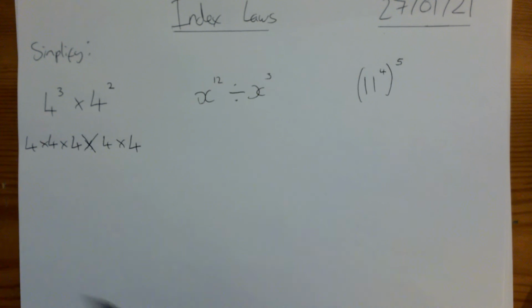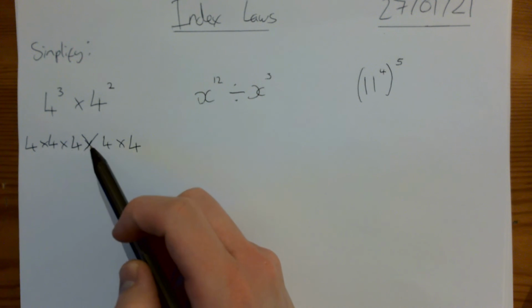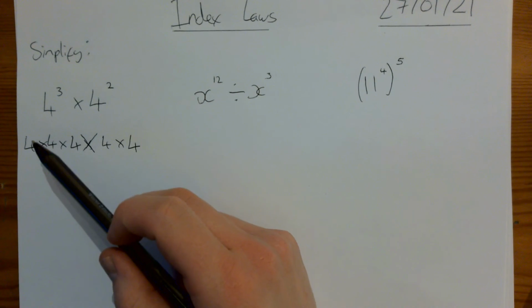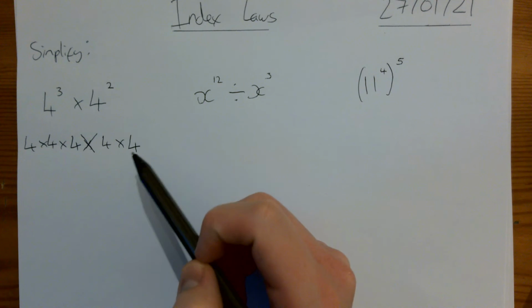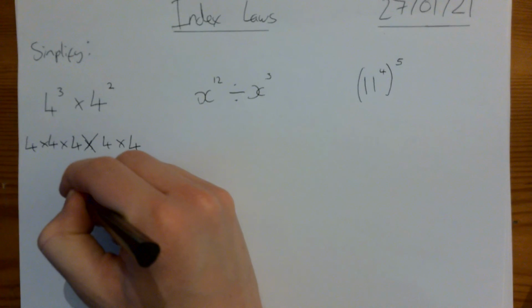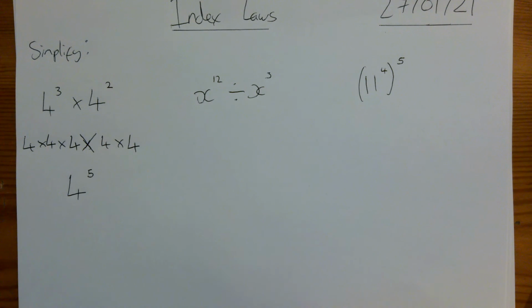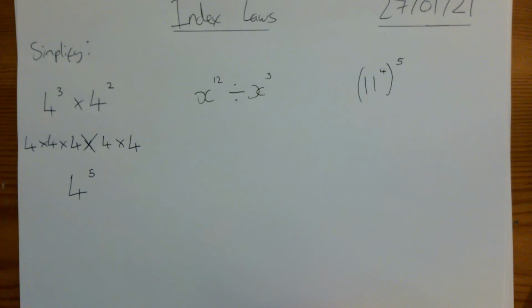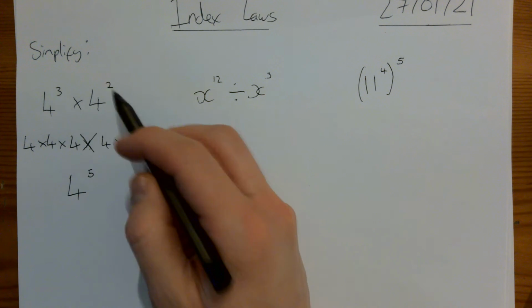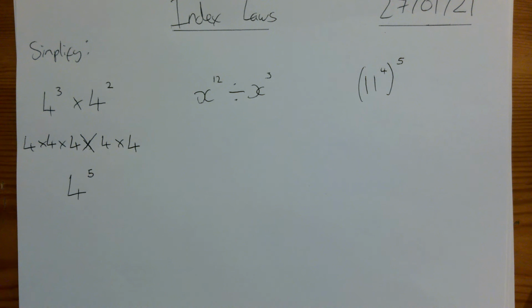So all together, we've got 4 times 4 times 4, which is this bit, times 4 times 4, which is this bit, and all together we've got 4 times 4 times 4 times 4 times 4, which is 5 4's all being multiplied by each other, which is 4 to the power of 5. Now, can you notice anything about what happened to my powers in my original question and my powers in my answer? You might notice that 3 plus 2 is 5, and that's the rule. When you multiply two numbers with powers together, we add the powers to get the answer.